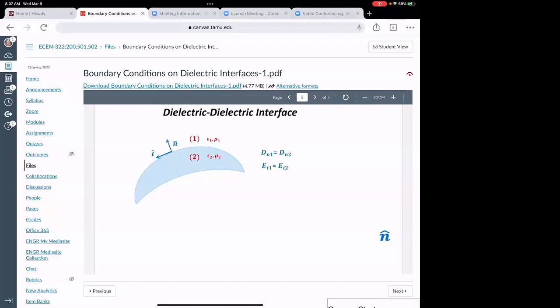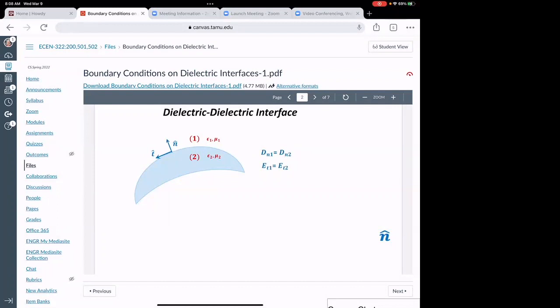The way we express it is that the normal electric flux vector or component is continuous through the interface. And the tangential electric field intensity is continuous through the interface. So one is flux, the other is field. The normal flux is continuous, the tangential field is continuous, all right?